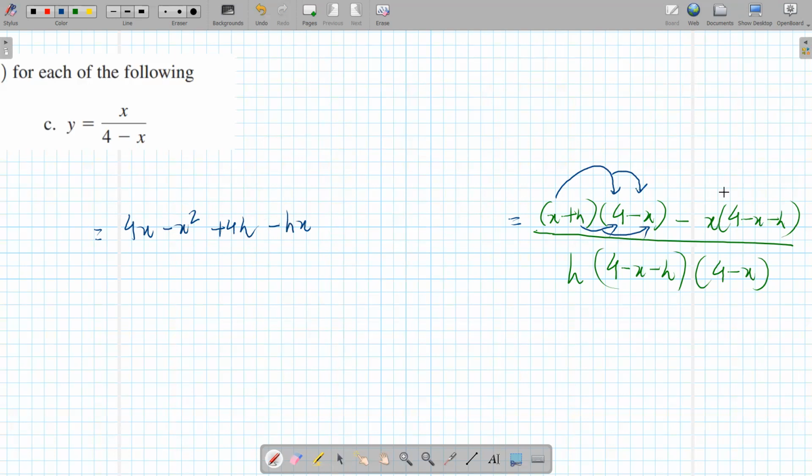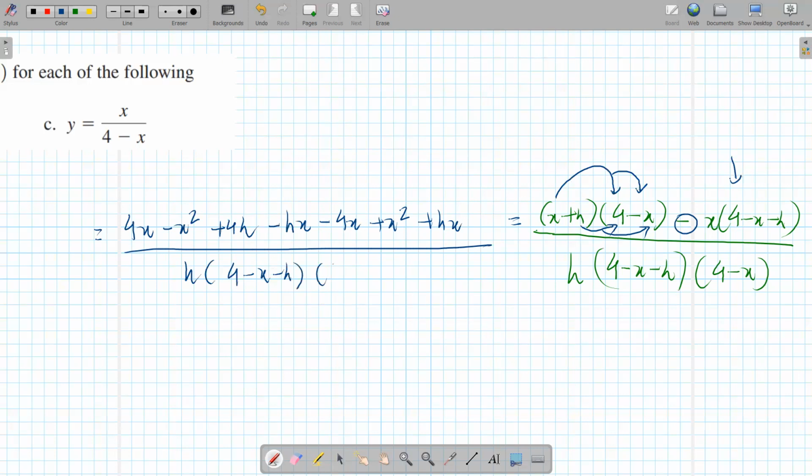What about the second bracket? You try opening this. What do you get? That one's easier. 4x minus x squared minus h times x. Yeah. Because there's a minus sign here, all those signs are going to flip and it's going to look like this. All over h times 4 minus x minus h times 4 minus x, like this. Okay?